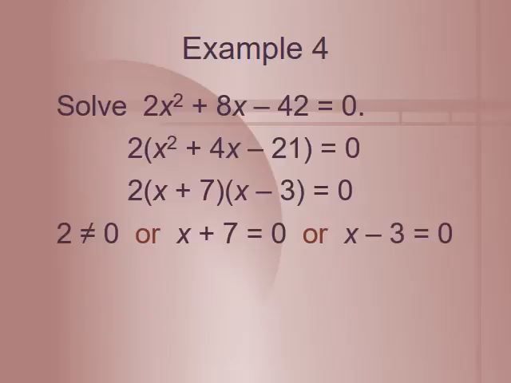Now in our original rule, it says that a cannot equal 0. So we know that 2 does not equal 0, but x plus 7 may equal 0 or x minus 3 might equal 0. So we go ahead and solve, and x is either going to equal negative 7 or 3, and we need to check that to figure out which answer it is. Let's look at one more example here.